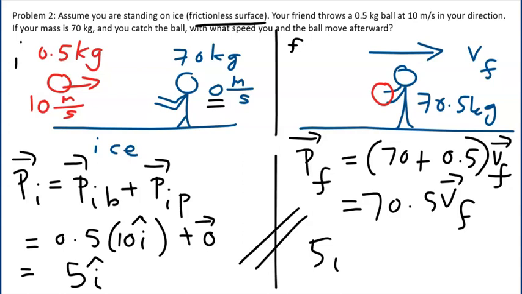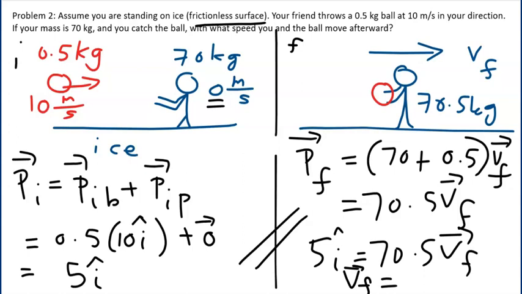So that means 5 i hat equals 70.5 Vf, and you can solve for the velocity with which you and the ball will move afterward, which will be 0.0709 i hat meter per second. So the velocity is 0.0709 i hat meter per second, or the speed is 0.0709 meter per second. And that solves the problem.